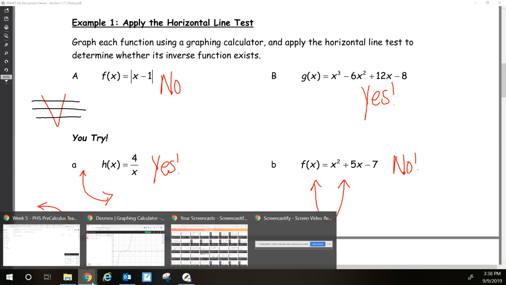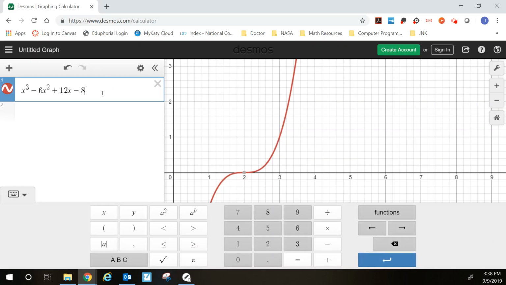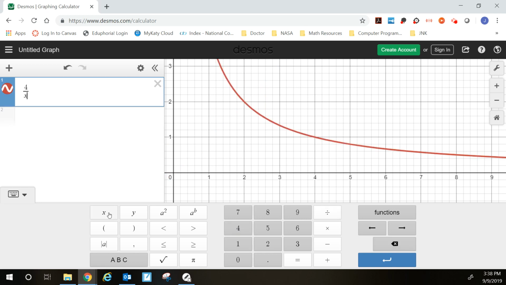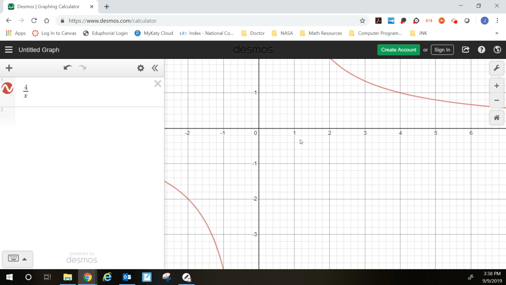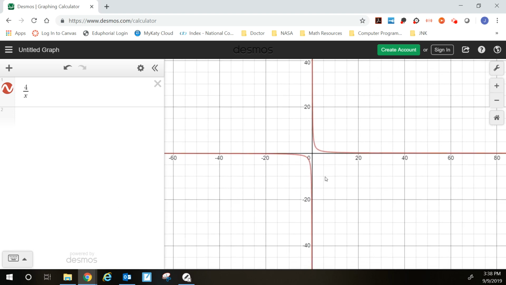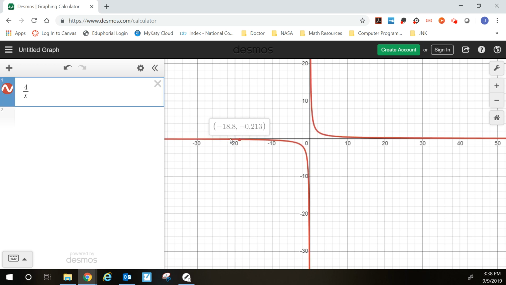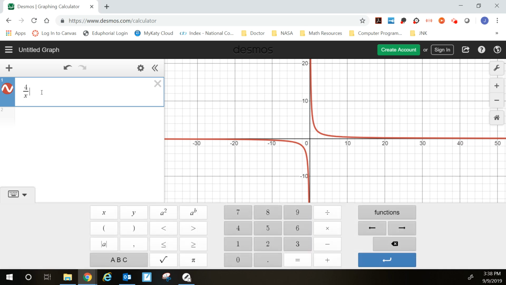So 4 over x. We look at that up here. 4 divided by x. Ooh, we are zoomed in, but if we zoom out, yep, this guy would pass. Now it looks like this guy gets really flat right here, but if you take your cursor and you move along, notice those y's are changing. We never repeat the same y. It's getting closer and closer to that asymptote, which is there at 0, but it constantly changes. So we were right about that rational function. That one would have an inverse because it does pass the horizontal line test.